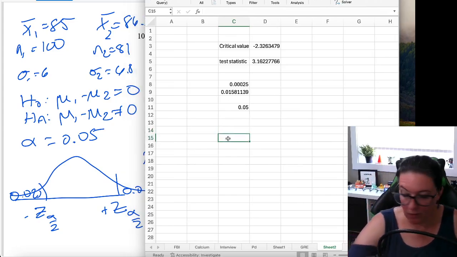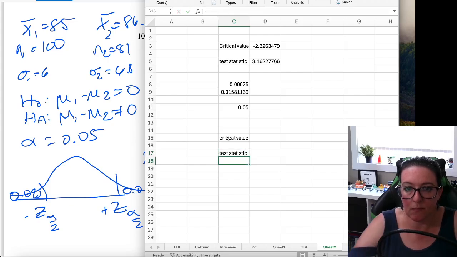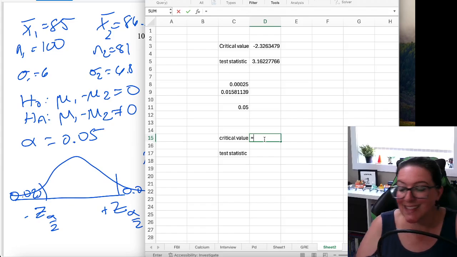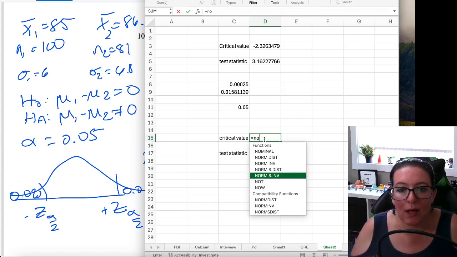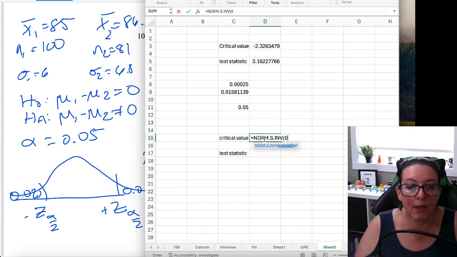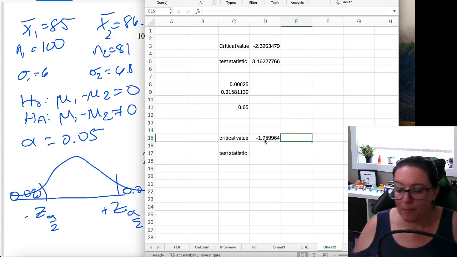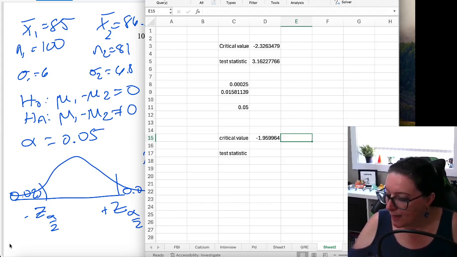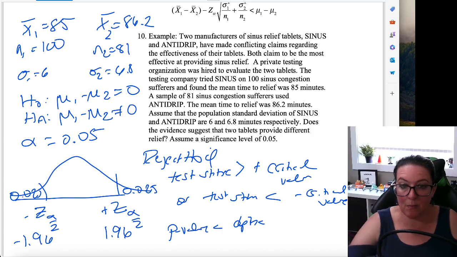We need our critical value, and we need our test statistic. For our critical value, we are using the standard normal table. Remember, we're looking up probabilities and getting the Z score. So we need the normal inverse, NORM.S.INV, and then you just give it a probability. The probability is 0.025, because remember, it's doing everything to the left. And we get negative 1.96. This is then a positive 1.96, because they're going to be the same on the two sides.